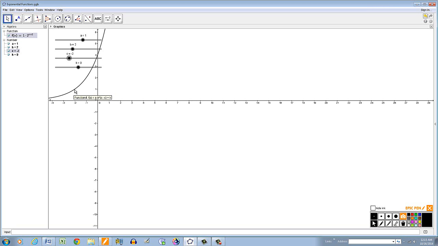Okay? Which would be negative 2 and 1. Right, if you put a negative 2 there, you get 2 to 0 is 1. 1 times 1 is 1. So instead of passing through this point 0, 1, it passes through the point negative 2 and 1. Okay, so that's what happens when you change those parameters.